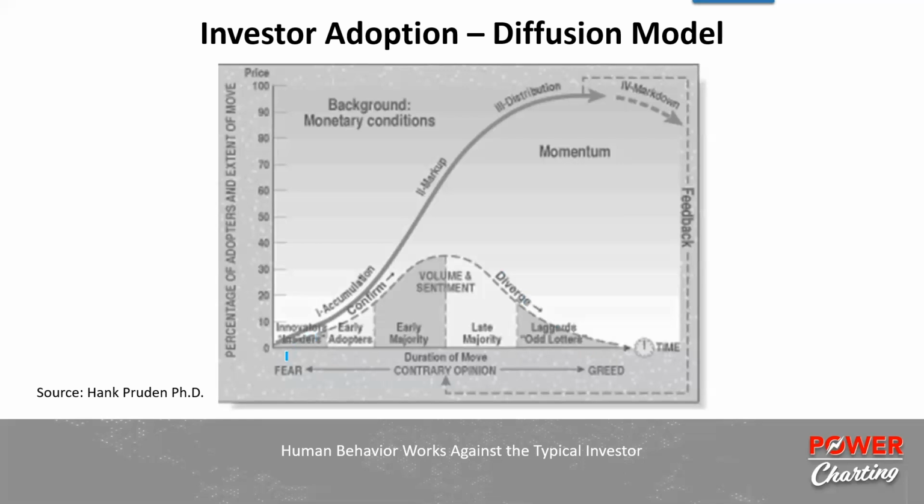Sentiment, here you can see that there are quintiles, say, of participation by investors from the most early innovators or insiders over here at the beginning of accumulation, to the early adopters that come early in the uptrend, to the early majority that comes in the middle of the markup phase, to the late majority, which shows up as distribution is unfolding. Topic of the day. And then the laggard or odd lotters that show up as distribution is being completed. And as Joe Granville used to say, these are the bag holders.